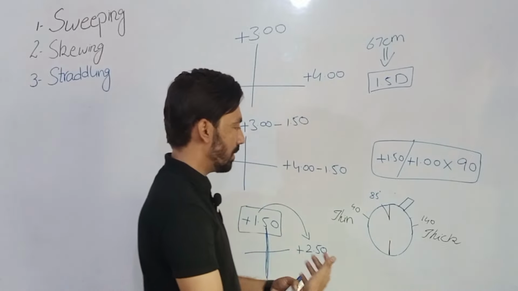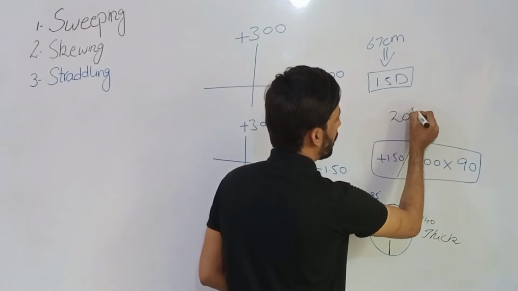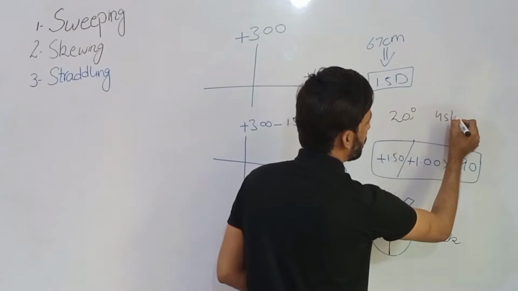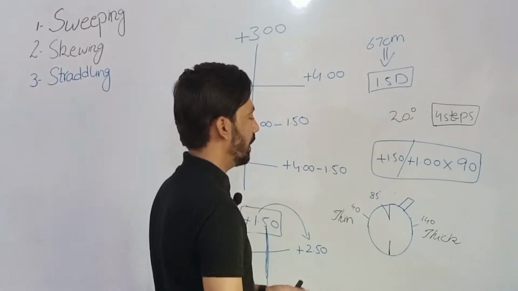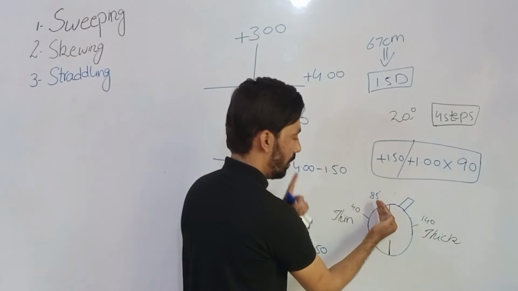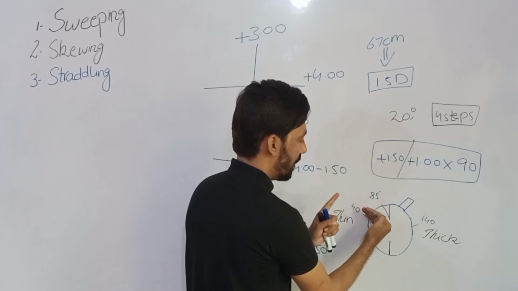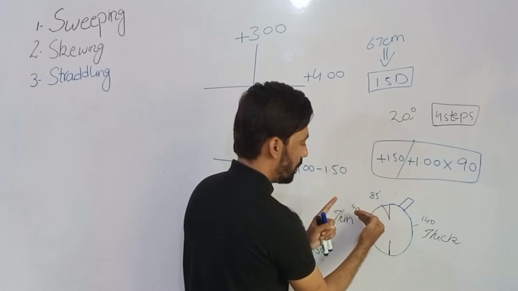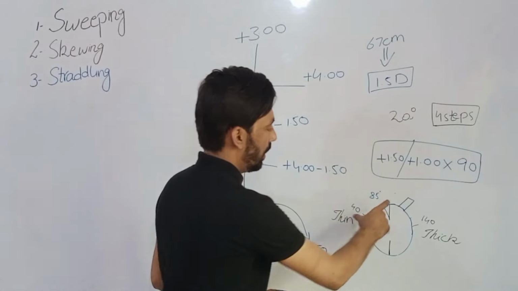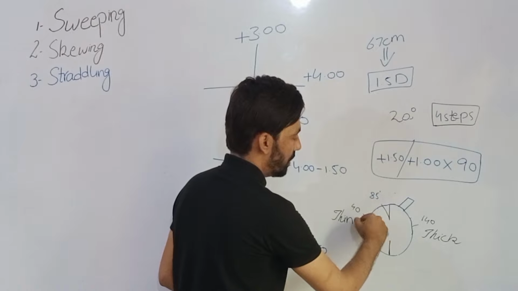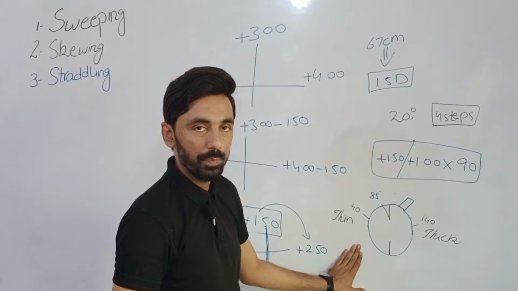So like this, I can jump 20 degrees, or I can take 4 steps, right? I can move from 90 to 85, step number 1, 85 to 80, step number 2, 80 to 75, step 3, 75 to 70, step 4. I will gain my best corrected axis in these 4 steps, right? If you are going further, then it means your procedure is not correct, right?